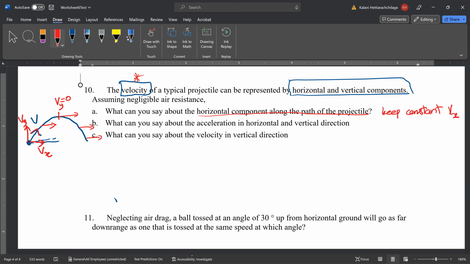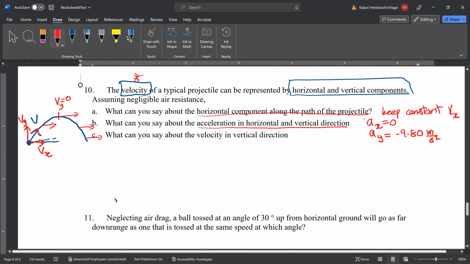My next question is, what can you say about the acceleration in horizontal and vertical direction? Give the answer to the question. Don't write down everything when I ask the question. I need your focus and I need to see that you understand the difference between these wordings. The next question is asking about acceleration in horizontal and vertical direction. As I mentioned earlier, acceleration in the horizontal direction is always 0. That's why velocity is constant. And acceleration in the y direction is negative 9.80 meters per second squared.